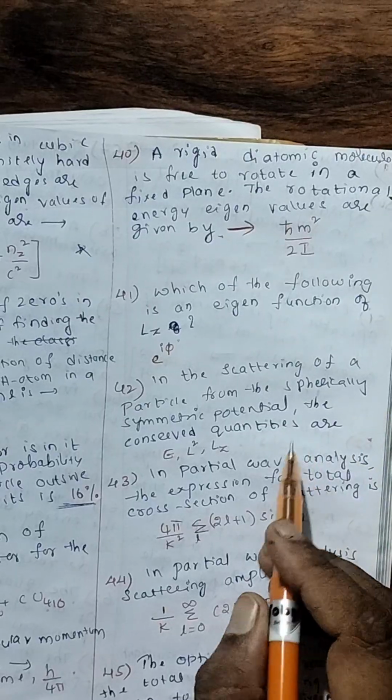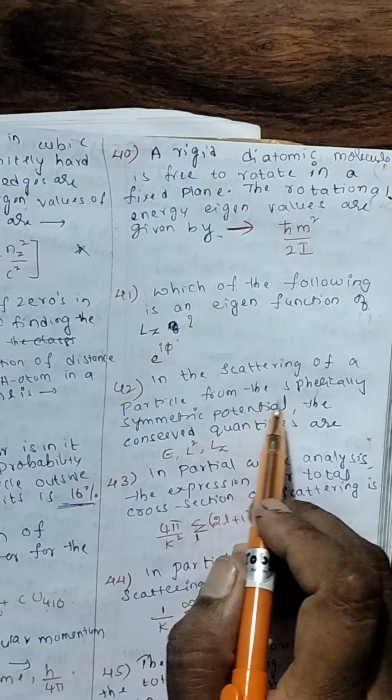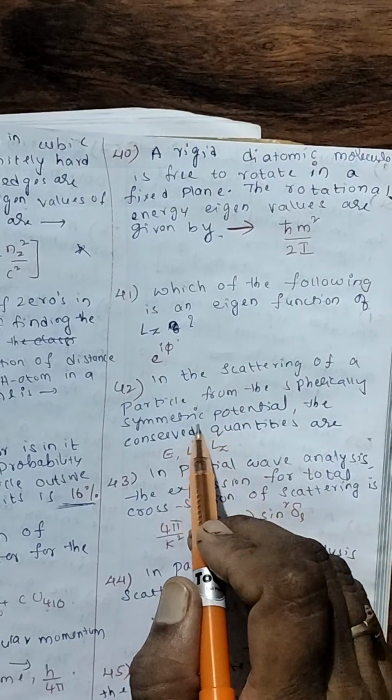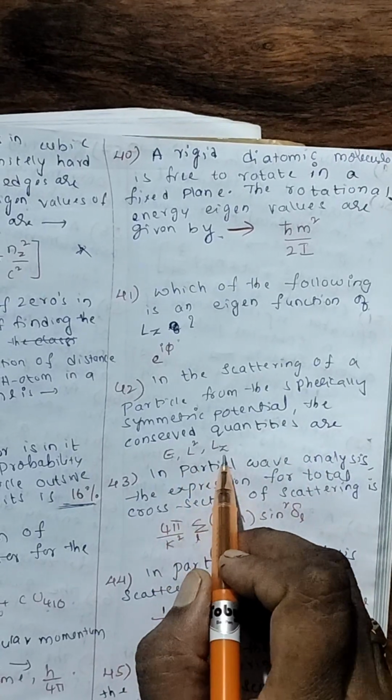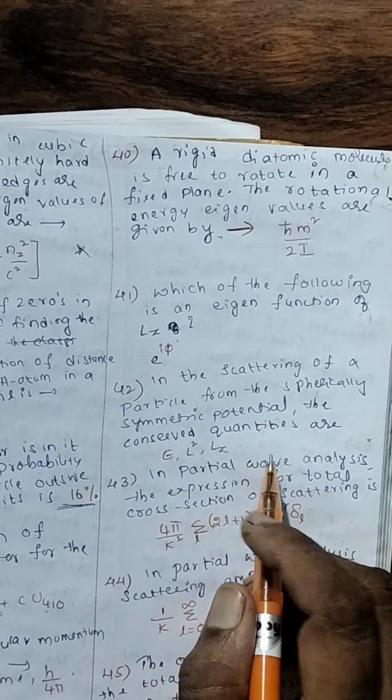Now similarly, in scattering of a particle from a spherically symmetric potential, the conserved quantities are E, L square, Lz. L is angular momentum, E is energy.